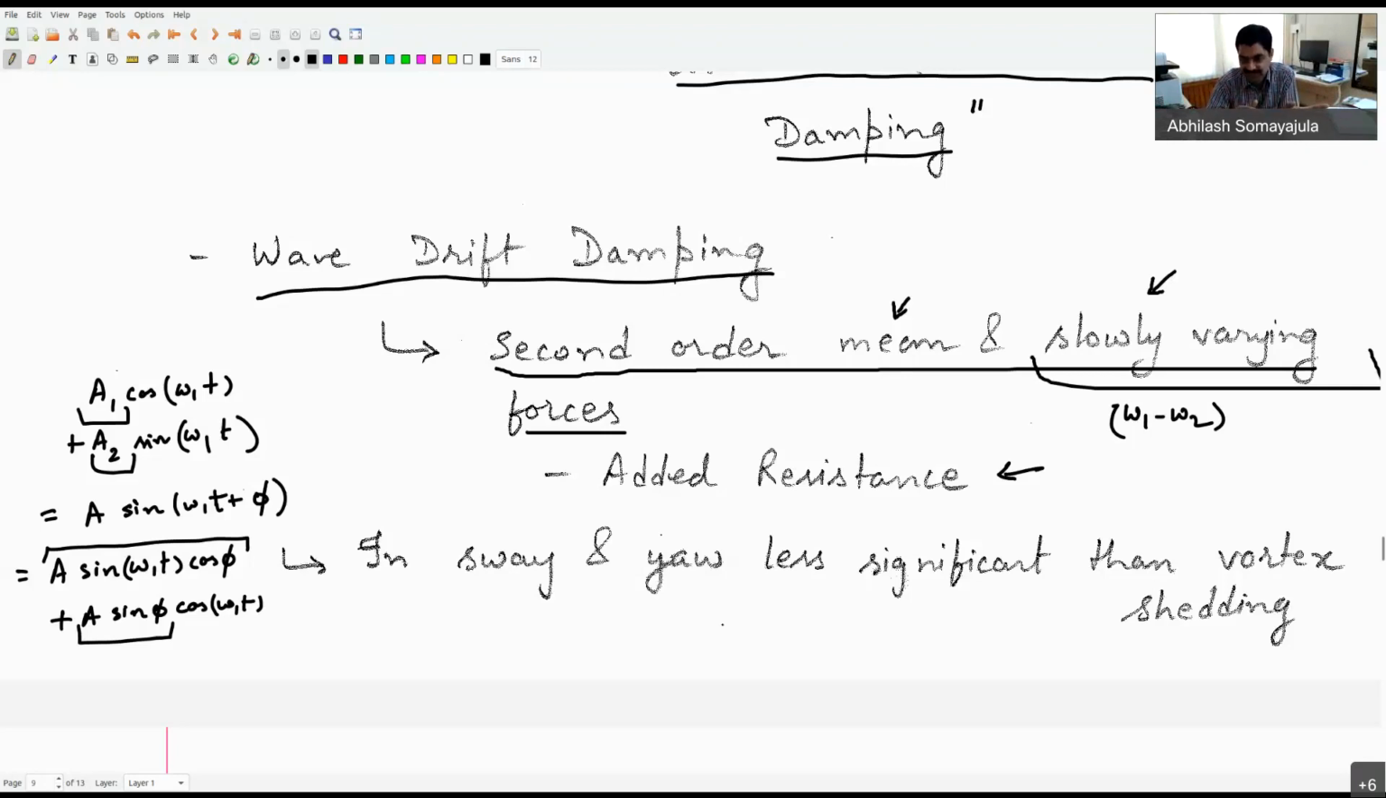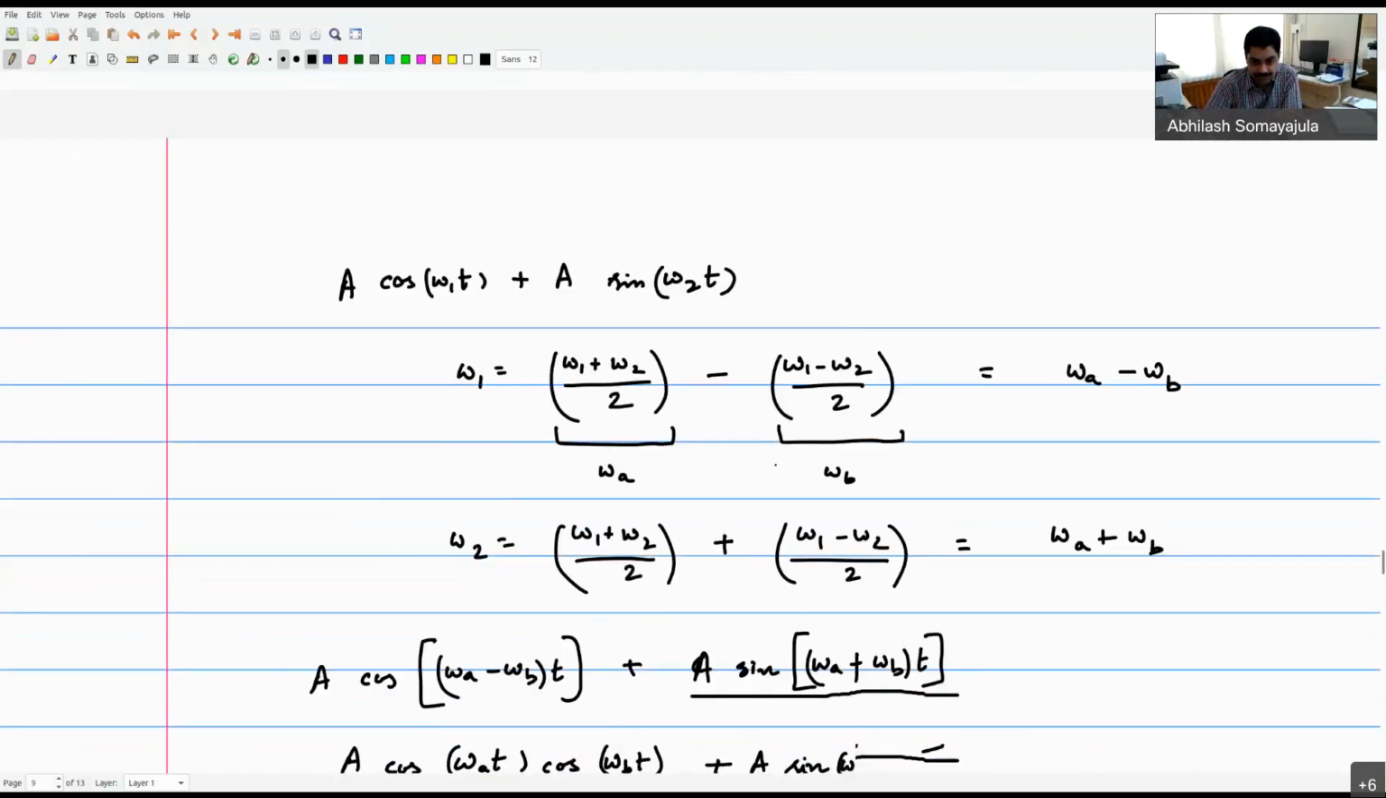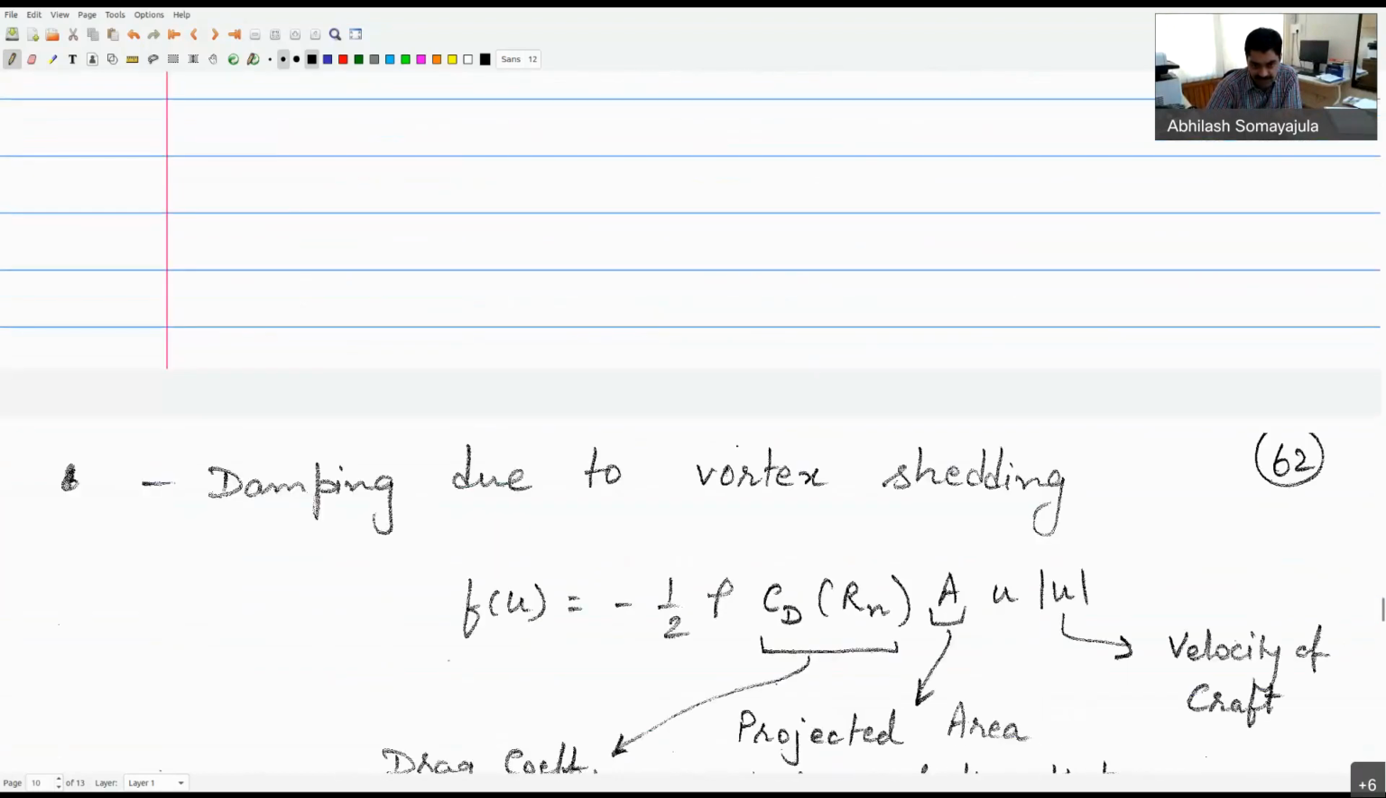Not that they don't exist, they may not be as significant. So which is why we typically tend to consider this only for the surge direction in most cases. Because that is where you are thrusting, you are providing a thrust to move your ship in one direction. So it makes sense to account for that additional resistance that you are getting. Okay, all right. I think we have spent a good amount of time here.